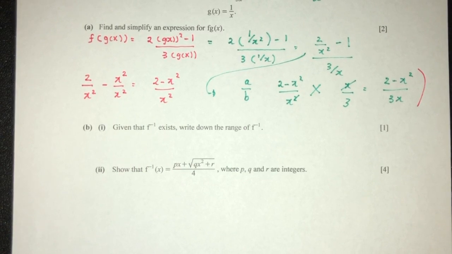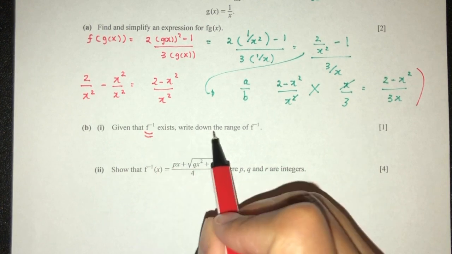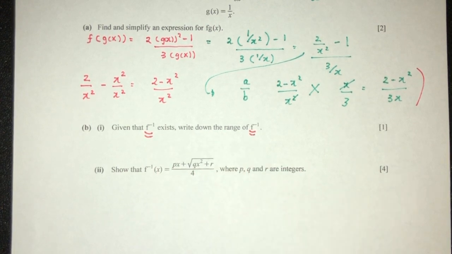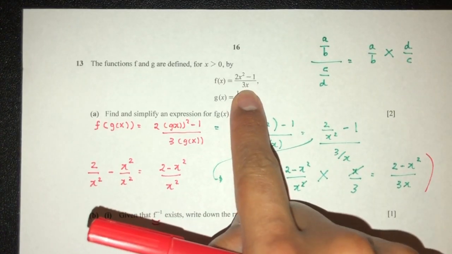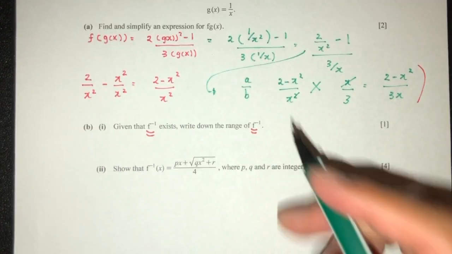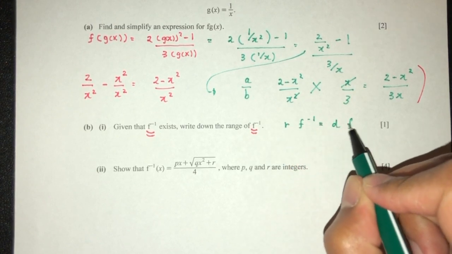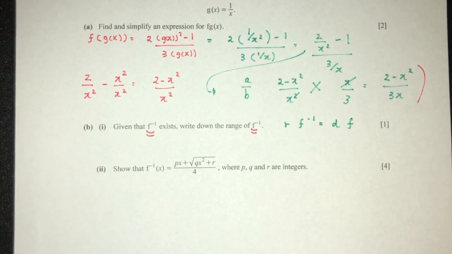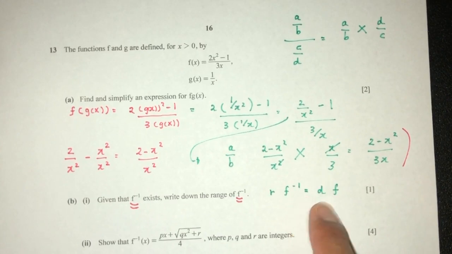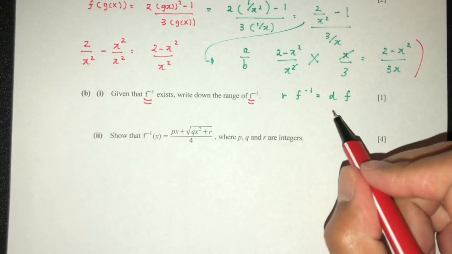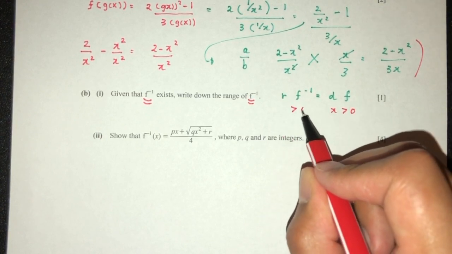Now let's move on to part B. Given that f inverse exists, write down the range of f inverse. F of x is given to you by this. So what is the range of f inverse? We have to know that the range of f inverse is equal to the domain of f. But now we know the domain of f already. The domain is the x values, so x is more than 0. Hence, the range is more than 0 as well.